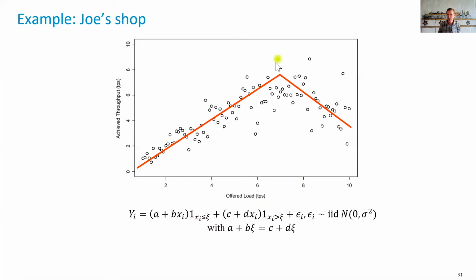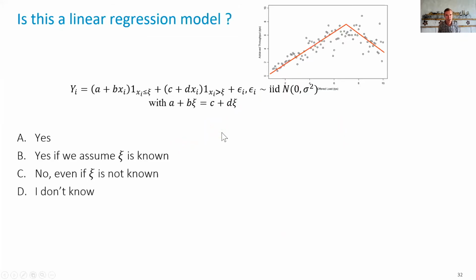After that, we have c plus dx, so we have apparently so far 4 parameters, but in fact we have only 3 because we impose that the thing is continuous. So at the breakpoint psi, we have this constraint here. So in reality, we have 3 dimensions, A, B, C, or B, C, D. And if I'm assuming here that the noise is the same everywhere, which is perhaps a bit exaggerated, this is the model I have. Is this, by the way, a linear regression model?